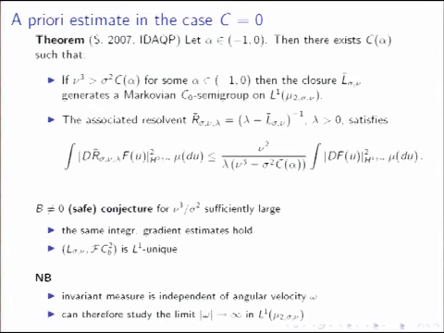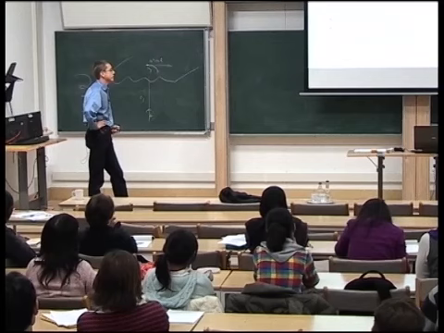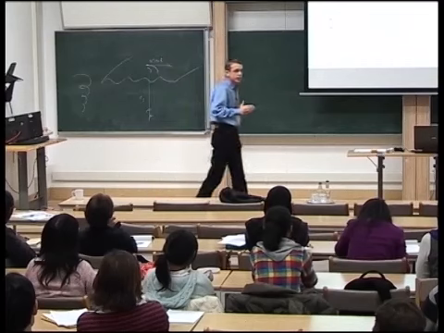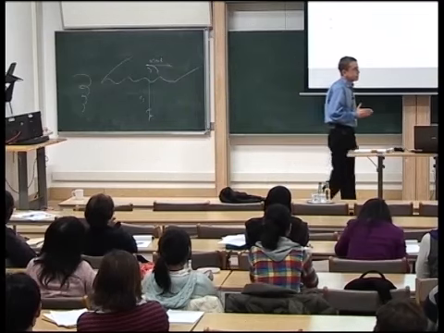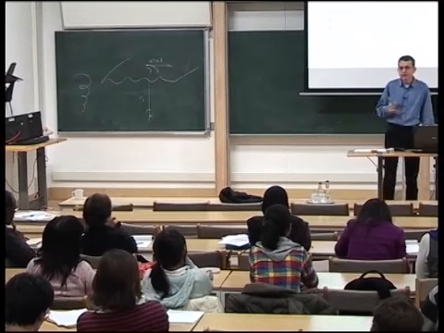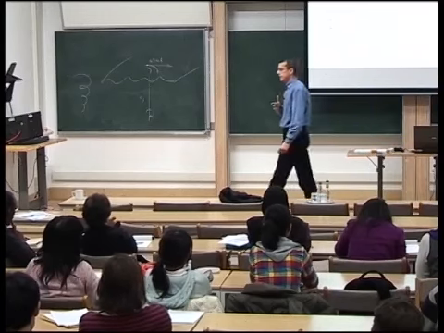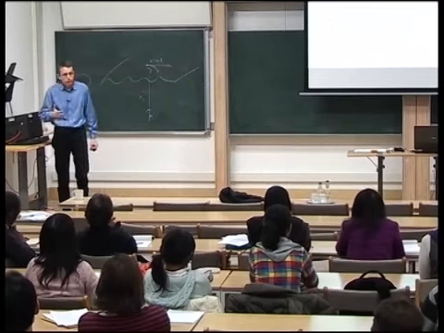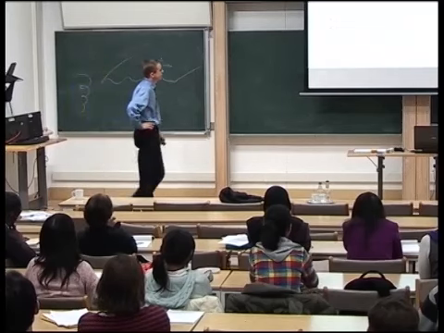What is interesting in this is that the invariant measure is independent of these angular velocities, so you can therefore study the limit for large velocity in the same L1 space. So this is, in some sense, a very nice feature and a very nice starting point to look at this. I think this is very promising.